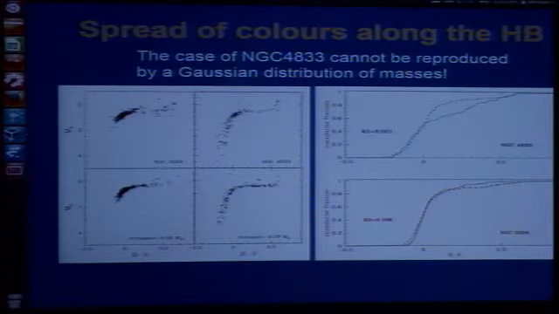When I try to reproduce these things, I also have to assume some intrinsic spread of colors along the horizontal branch. Typically, this is not well reproduced. Sometimes it is well reproduced by a Gaussian, but sometimes it is not. Okay, this is something that we have to keep in mind.